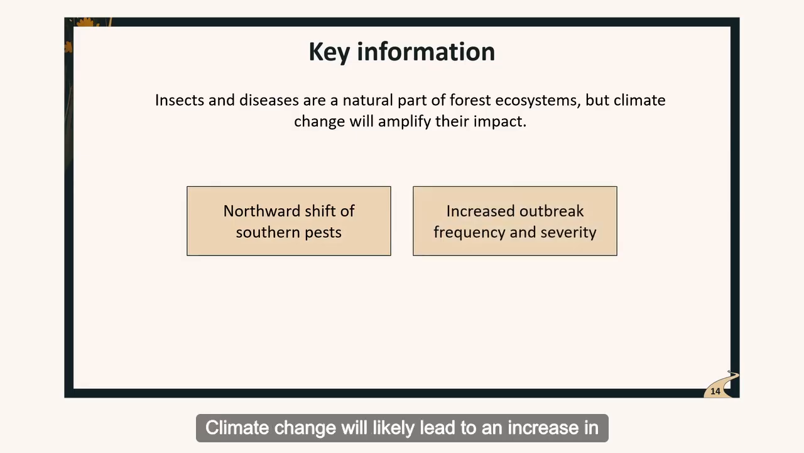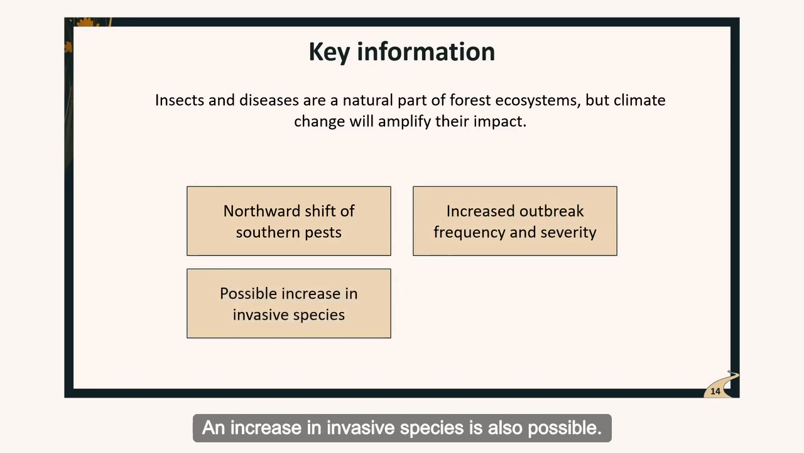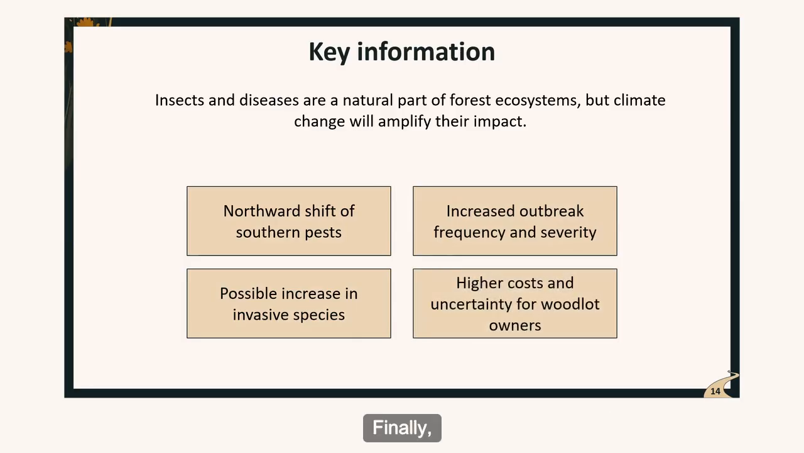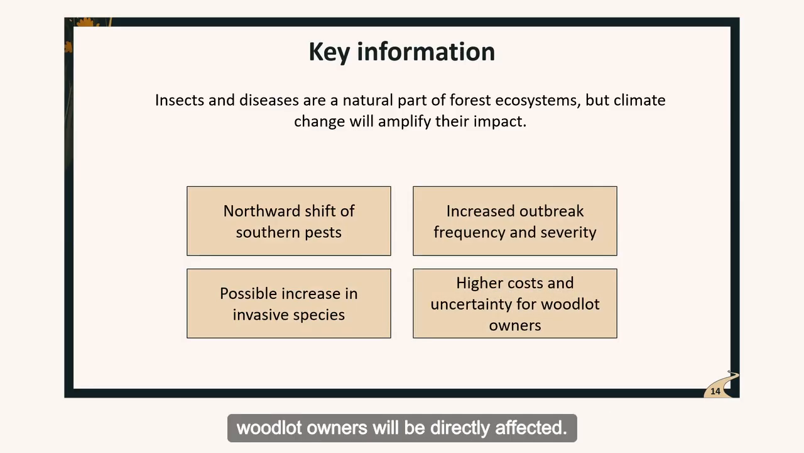Climate change will likely lead to an increase in frequency and severity of outbreaks. Warmer winters lead to higher pest survival. An increase in invasive species is also possible. And finally, woodlot owners will be directly affected. Treatment costs will be higher, and uncertainty about the future of their woodlots will increase.